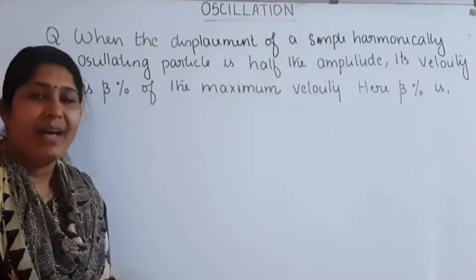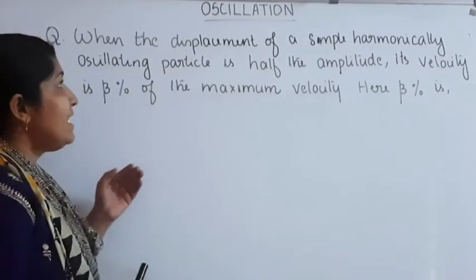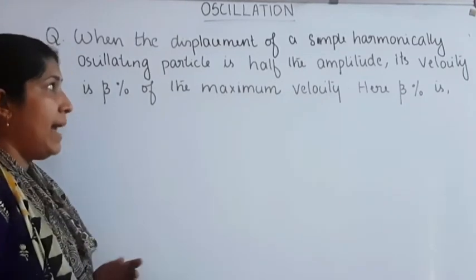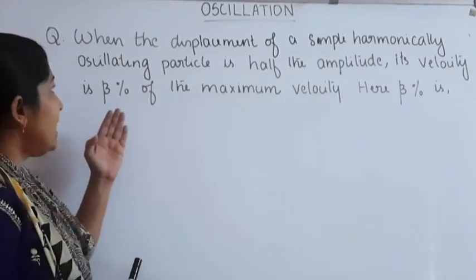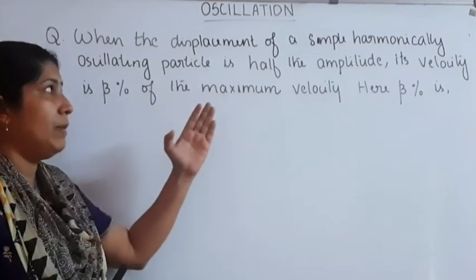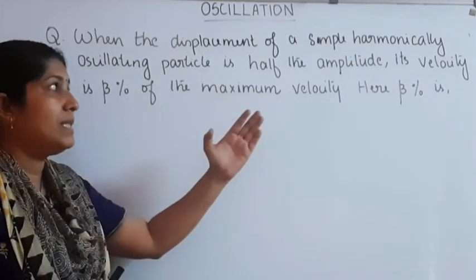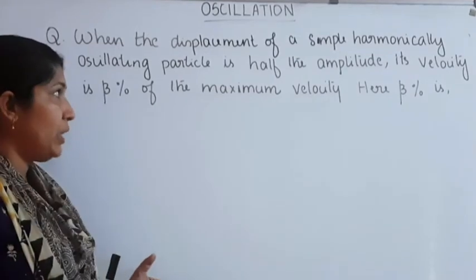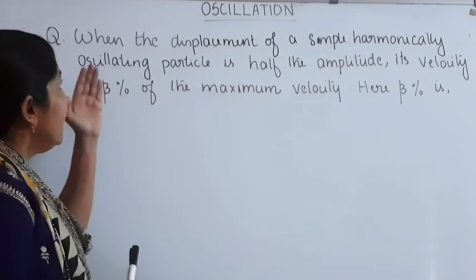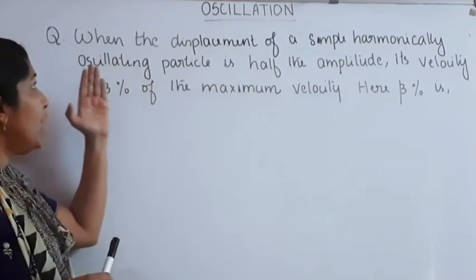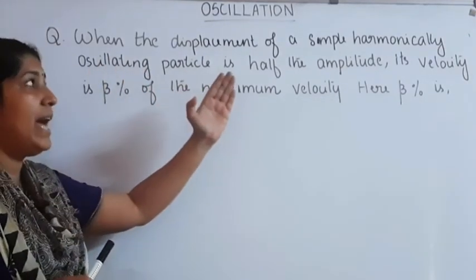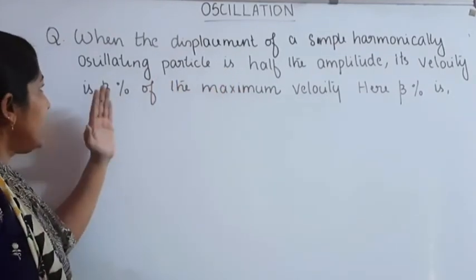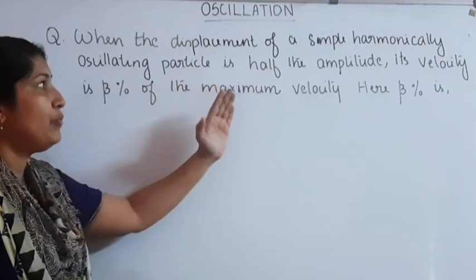Okay. Our next question. When the displacement of a simple harmonically oscillating particle is half the amplitude, its velocity is beta percentage of the maximum velocity. We want to find out the beta percentage. For this, the displacement of the simple harmonically oscillating particle is half the amplitude. Its velocity is beta percentage of the maximum velocity.